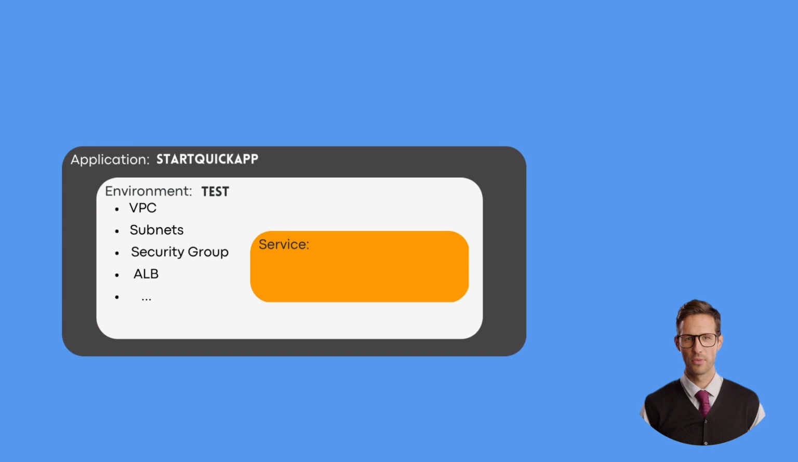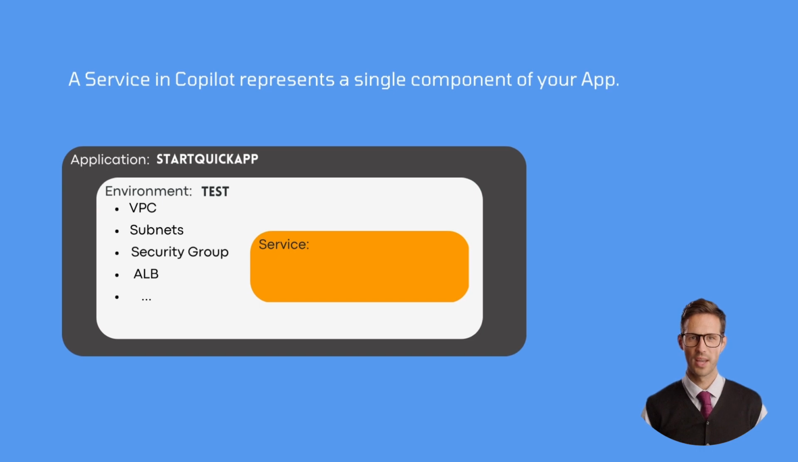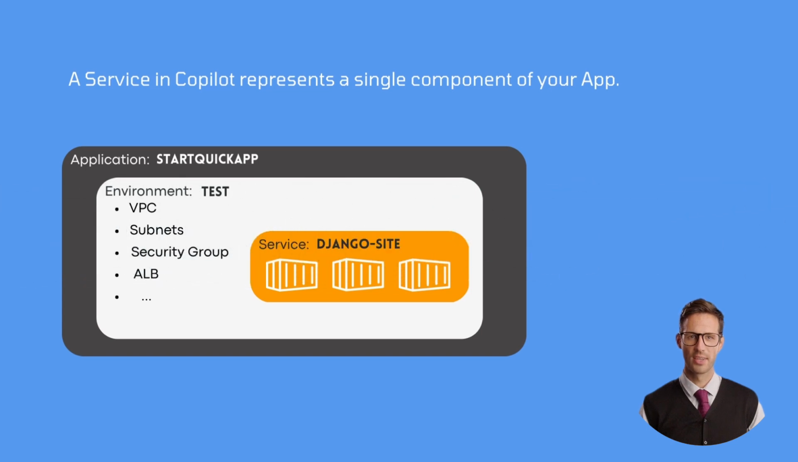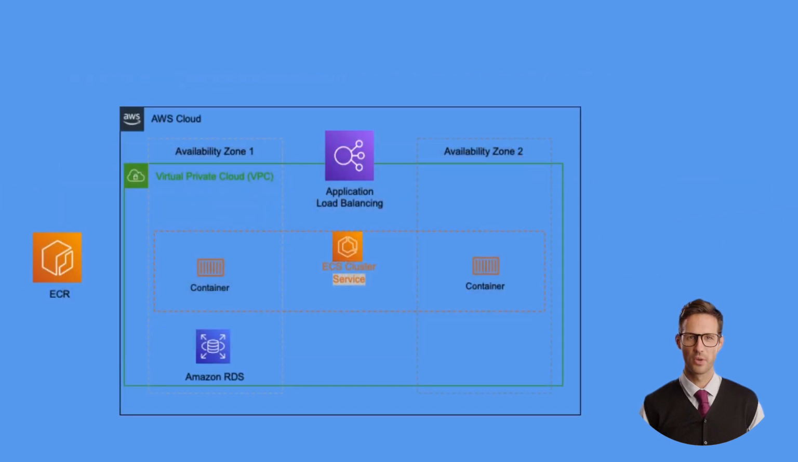Service. A service in Copilot represents a single component of your app, such as a web server. Once you deploy a service in the environment, Copilot will build the image, push it to Amazon ECR, and set up the required infrastructure for running the containers. In our example, we'll build a Django project using Docker Compose locally and deploy it using AWS Copilot.